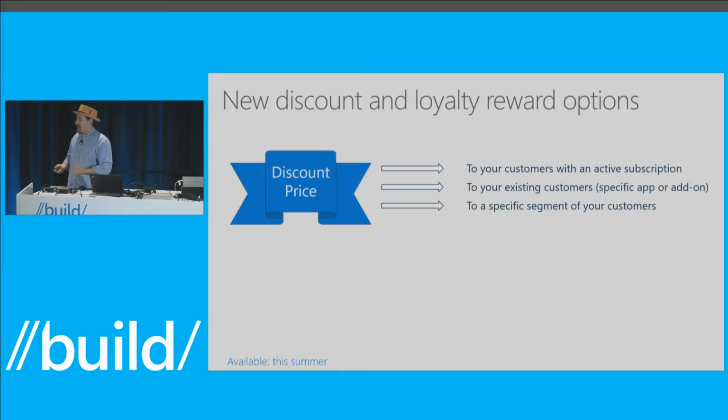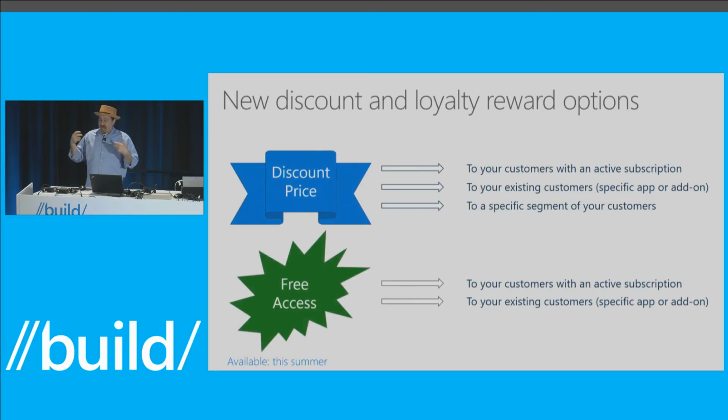And these will show up as discounts in the store. So I will see the regular price, and then I will see the discount and the reason that I get the discount. I can do that for discounts, or I can provide free access. I might have a subscription that gives anyone who maintains that subscription access to any number of my apps or any number of the features within my apps.